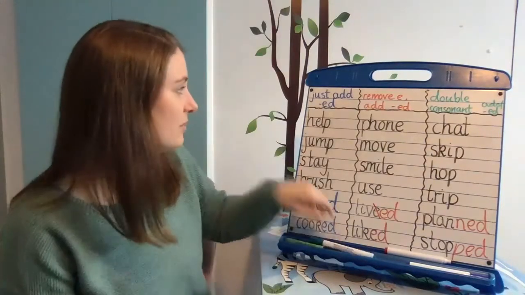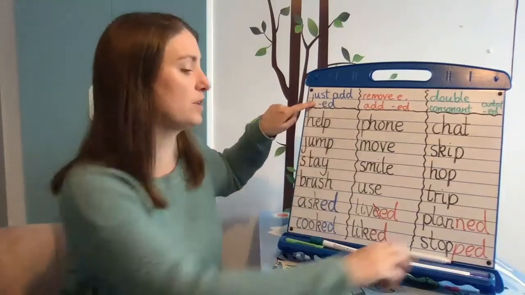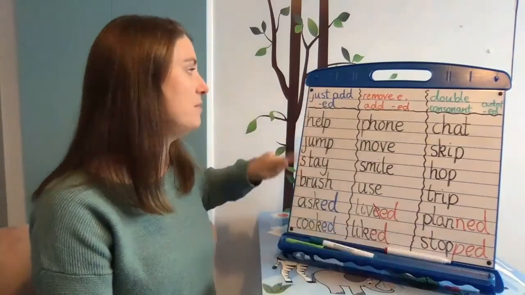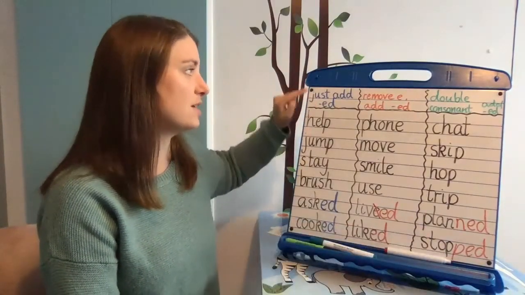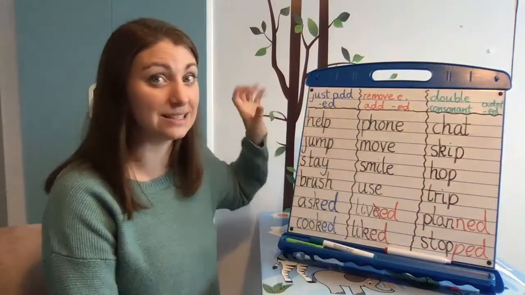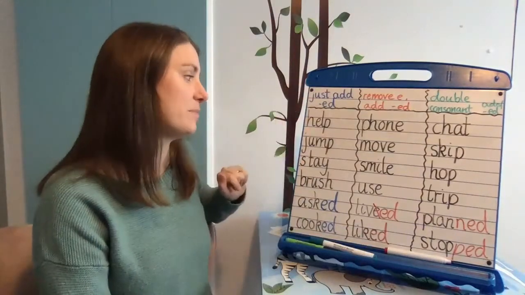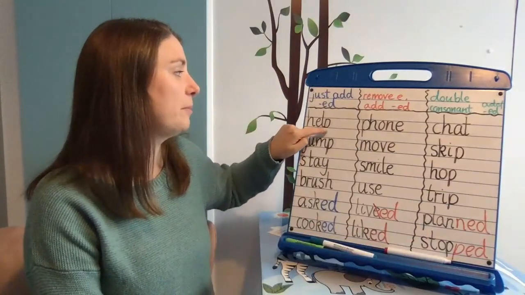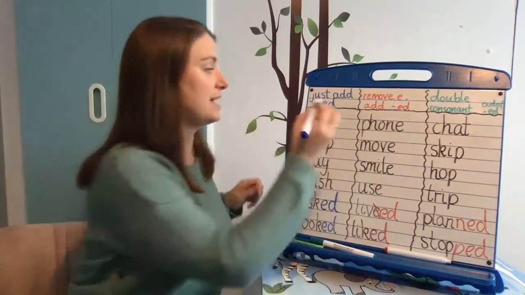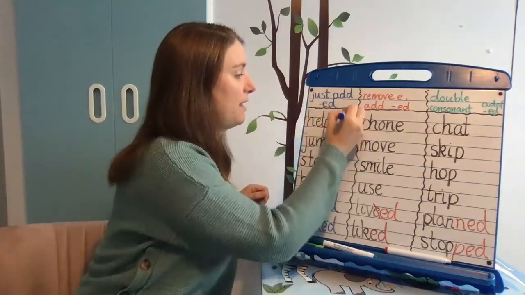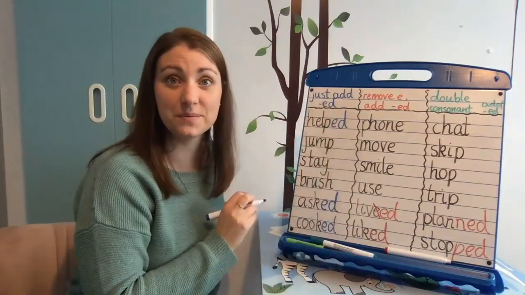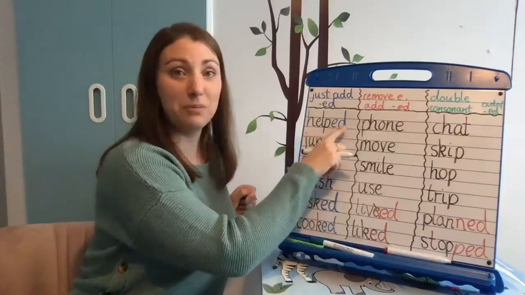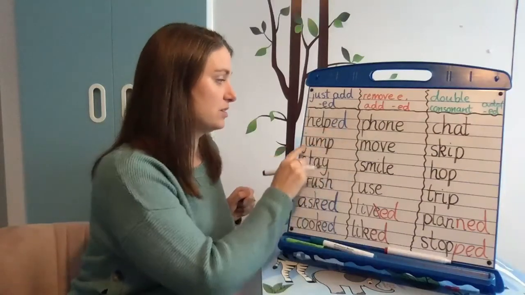Okay, right, let's have a go at this one. I'm going to do all of this column now, and the rule is just add ED. So this is the simplest, it's the easiest column. So number one, let's read the word. Help, help, just add ED. And what has the word turned into? Helped.